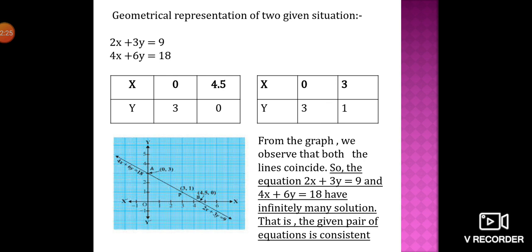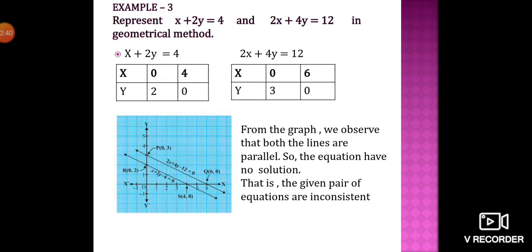We can't tell one specific solution. Both the lines are overlapping. So here infinitely many solutions are there. Solution is there means definitely it will be consistent. So the given pair of equations is consistent.